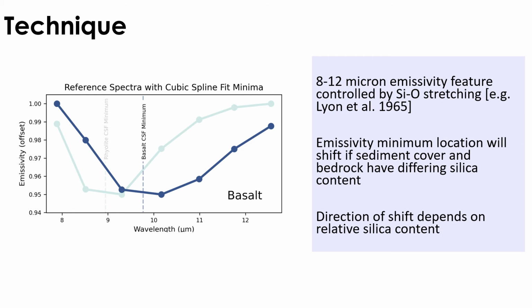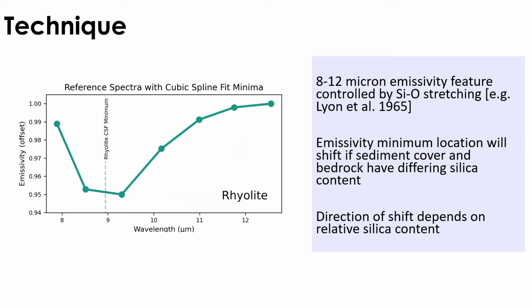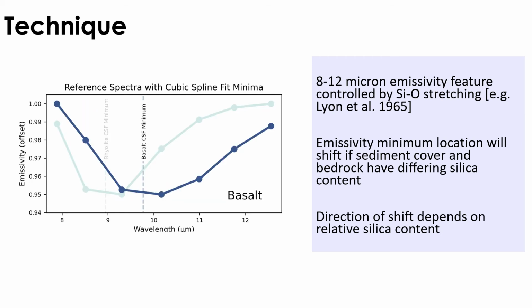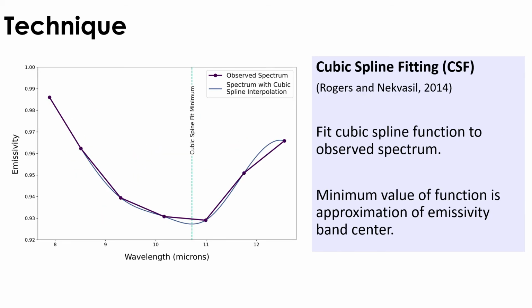The figure at left shows a series of reference spectra with decreasing silica content. We can see that the emissivity minimum shifts towards longer wavelengths with decreasing silica. As a result, if sediment and bedrock have different compositions, we should see the position of the emissivity minimum shift between daytime and evening images. The direction of the shift will depend on the difference in silica content.